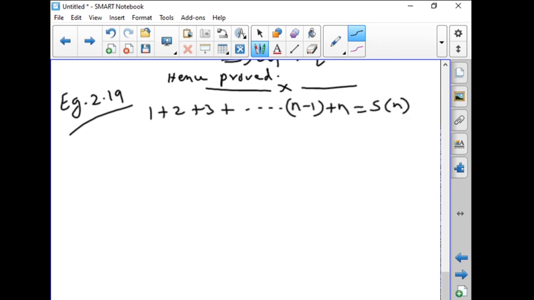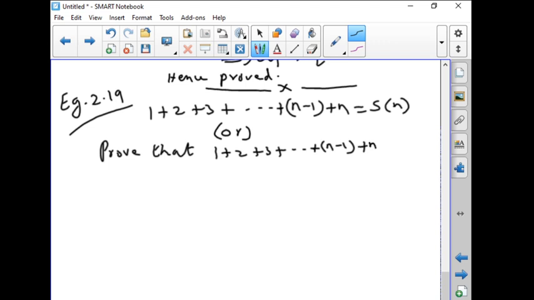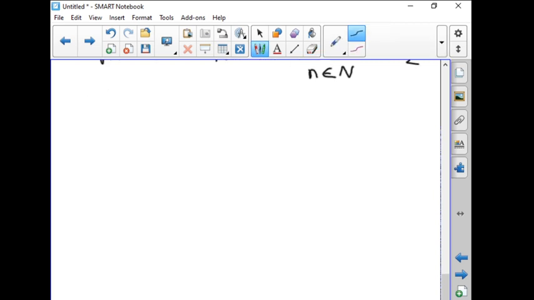This question can also be asked as: prove that 1 plus 2 plus 3 plus etc. up to n minus 1 plus n is equal to n into n plus 1 by 2, where n belongs to capital N. Capital N is the set of natural numbers. Okay, now we will prove this.